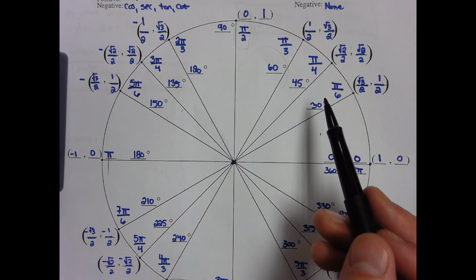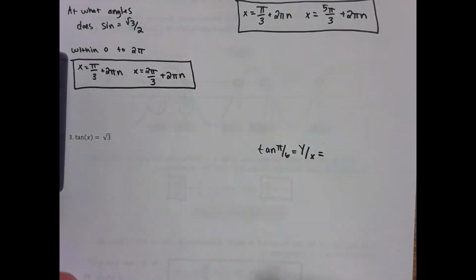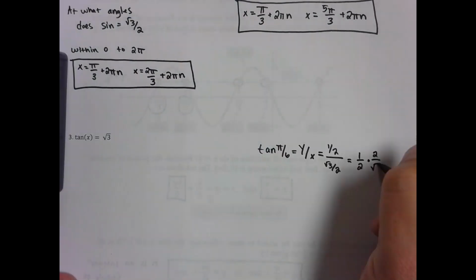And say, I think it's pi over 6. And I'm going to do y divided by x and see what that gives me. So tangent of pi over 6 is equal to y over x. And at pi over 6, the y coordinate is 1/2.